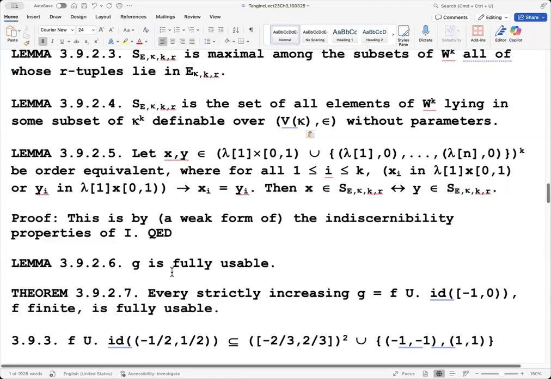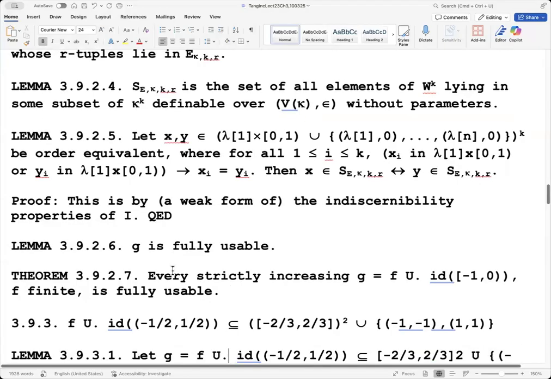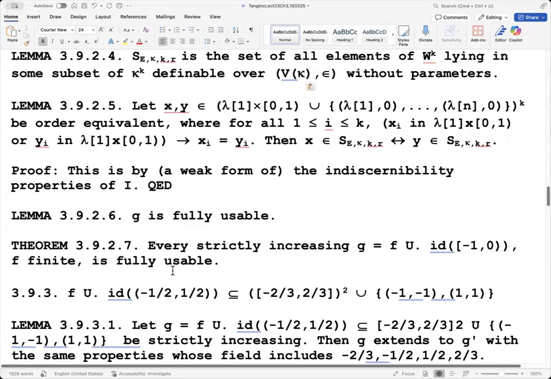So this just summarizes what we proved. Every strictly increasing G equals F union the identity on minus one, zero, F finite, is fully usable. Now that proof used those indiscernibles, which in turn uses SRP plus.